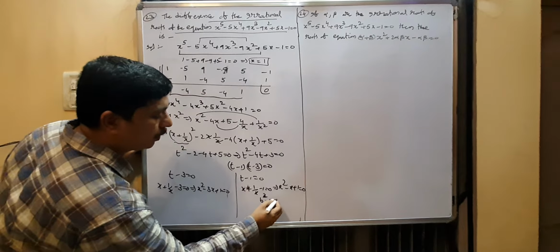Take t minus 3 equal to 0, then place x plus 1 by x minus 3 equal to 0. Take the LCM: x square minus 3x plus 1 equal to 0. The b square minus 4ac value is 9 minus 4 into 1, that is 5, greater than 0, and it is not a perfect square. Not a perfect square means these are the irrational roots of the equation.